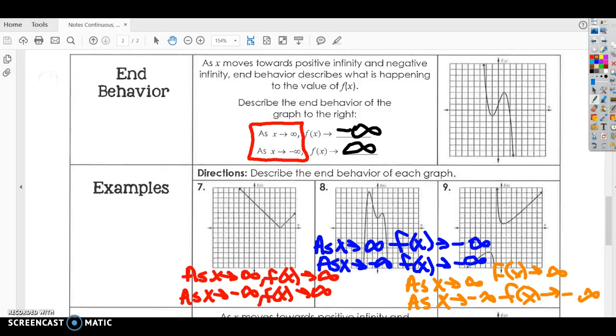All right, so continuous, discontinuous, and end behavior. In the next video, we'll talk about end behavior as x approaches a certain value.